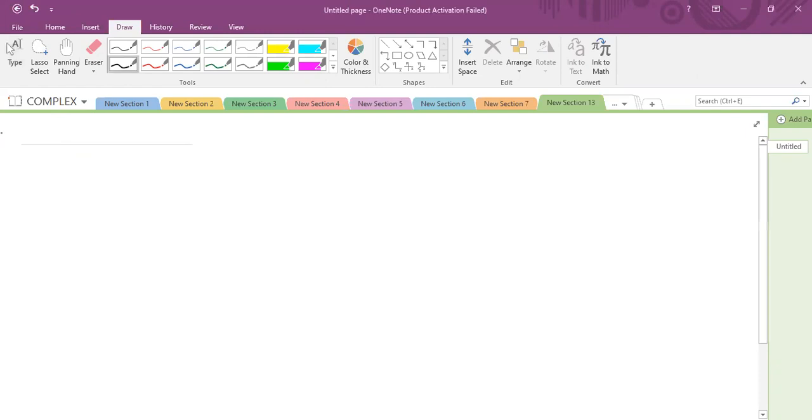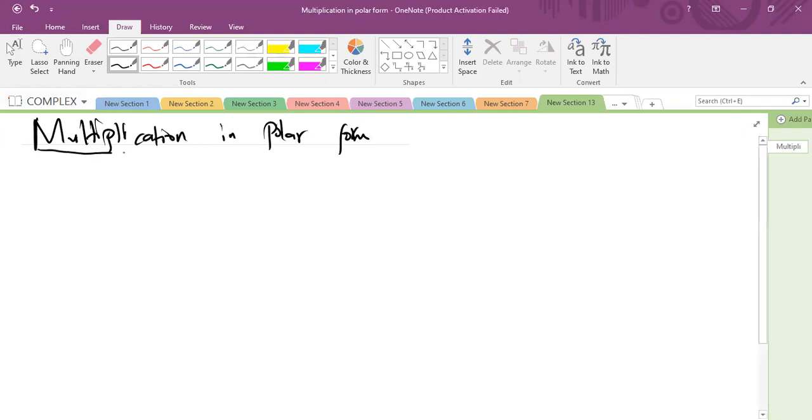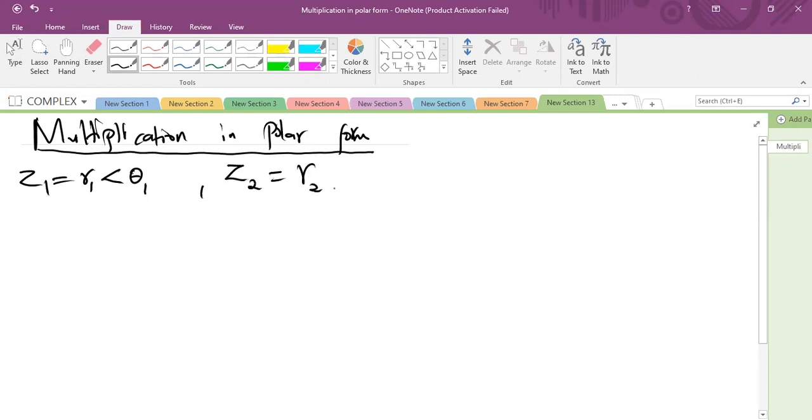Hello guys, so I would like us to look at multiplication in polar form. When you're given your complex number Z1 equal to R1 theta 1, and Z2 equal to R2 theta 2, and you're told to multiply Z1 times Z2, then multiplication is given by multiplying the values of R, so that you have R1 times R2, and then adding the angles, theta 1 plus theta 2. That's how you carry out multiplication.